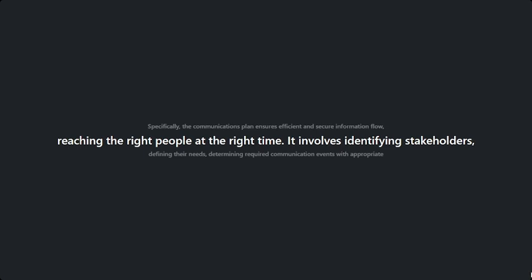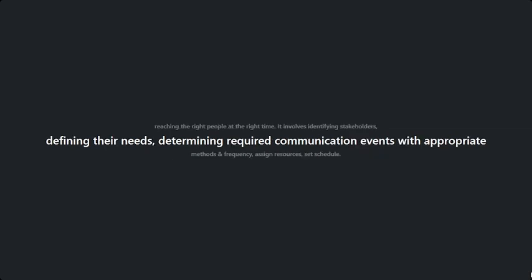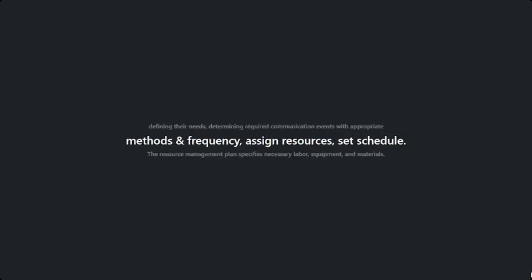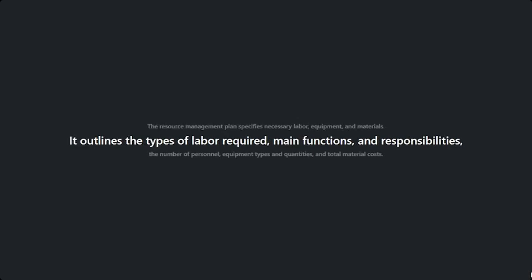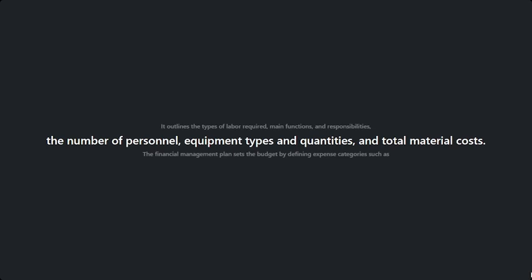It involves establishing communication stakeholders, defining their needs, identifying required communication events with method and frequency, assigning resources, and setting a schedule. The resource management plan specifies the necessary labor, equipment, and materials. It establishes the types of labor needed, main functions and responsibilities, the number of people, the types and quantities of equipment, and the total cost of materials.